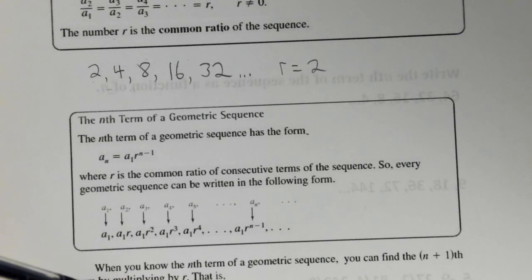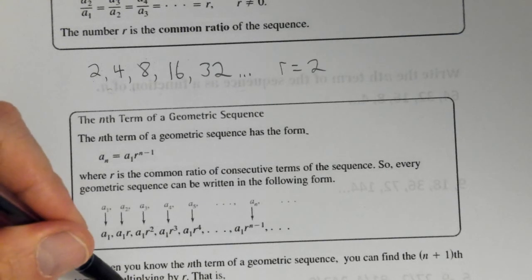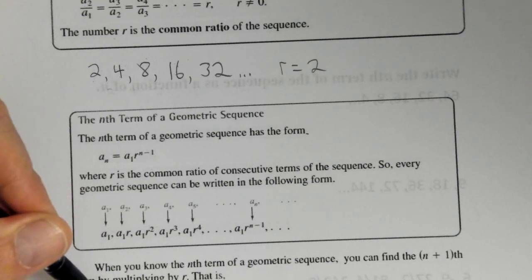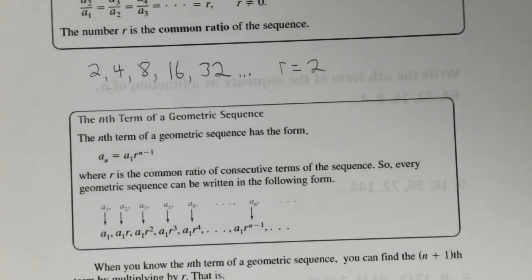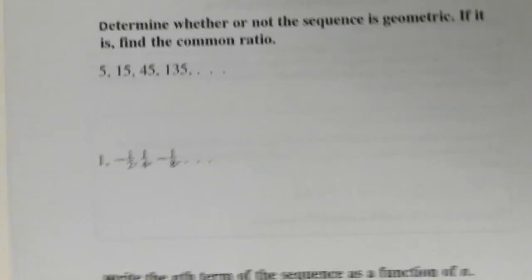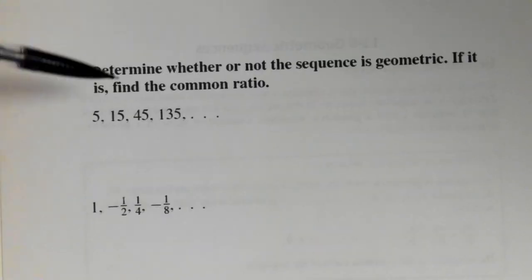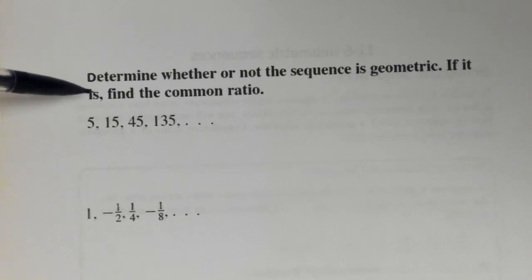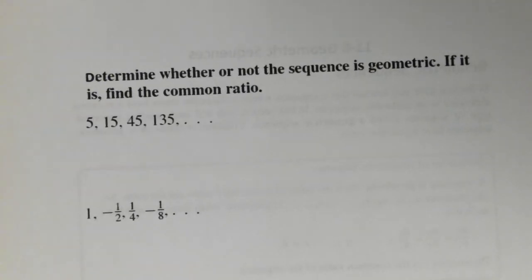And so right here, this is just saying whatever term you're at, if you multiply that by the common ratio, you get to the next term, the n plus 1th term. All right. Okay, so what type of problems are we going to be faced with here? Let's have a look. What we want to do here is determine whether or not the sequence is geometric, and if it is, state the common ratio.